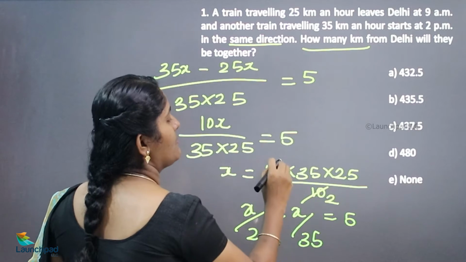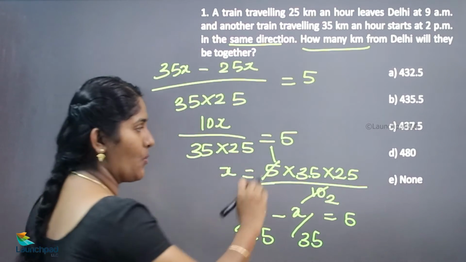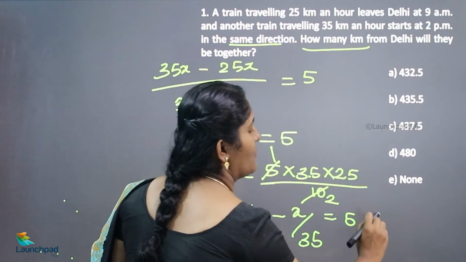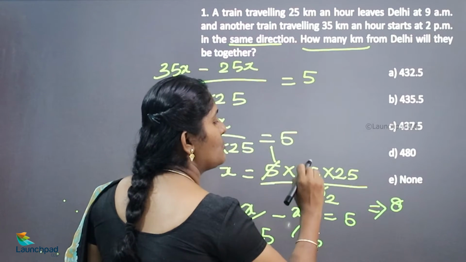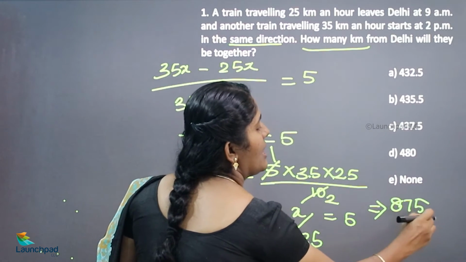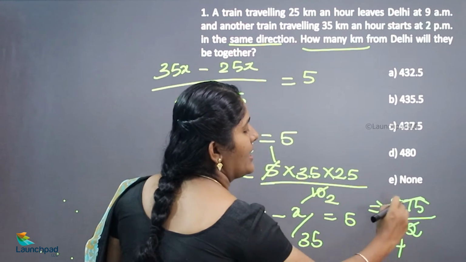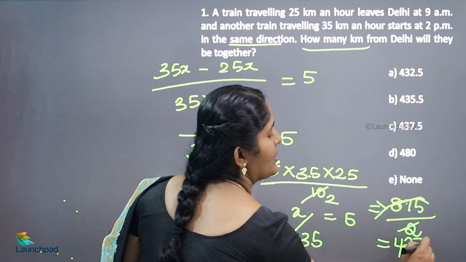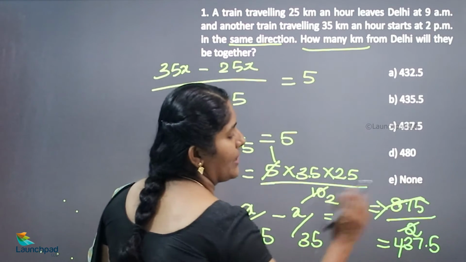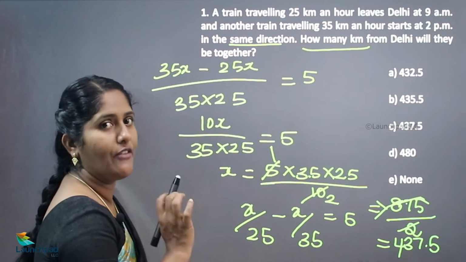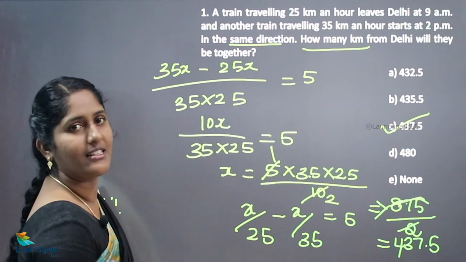So this is 2 times, this is 1 time. Now we want to multiply 35 into 25. So the answer is: 8 fours are 32, remainder 3, 875, divide by 2. 4 twos are 8, 3 twos are 6, 7 twos are 14, remainder 5. So 437.5 kilometers. So your option C is the correct answer.